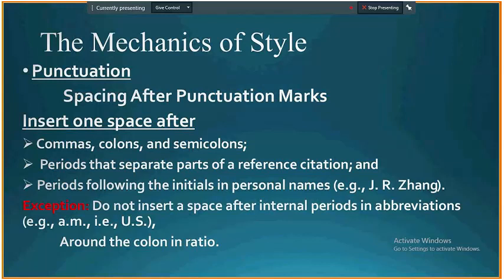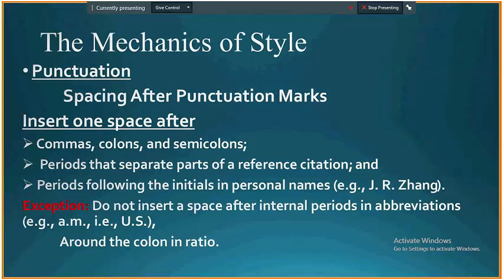Good evening, my colleagues and respected sir. I would like to continue my presentation, the part which I already presented and some remaining slides. About 12 or 13 slides are remaining. Today I will present those remaining slides. Okay. Now the mechanics of style.